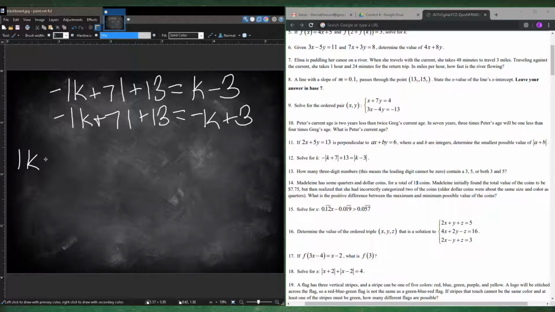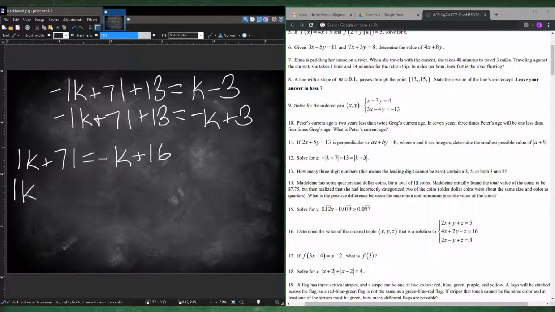So you have, actually, the absolute value of k plus 7 is equal to k minus 3 minus 16. So it's k minus 16. And then you have negative k, so that's minus 16, so that's plus 16. Right? So that's your first equation.